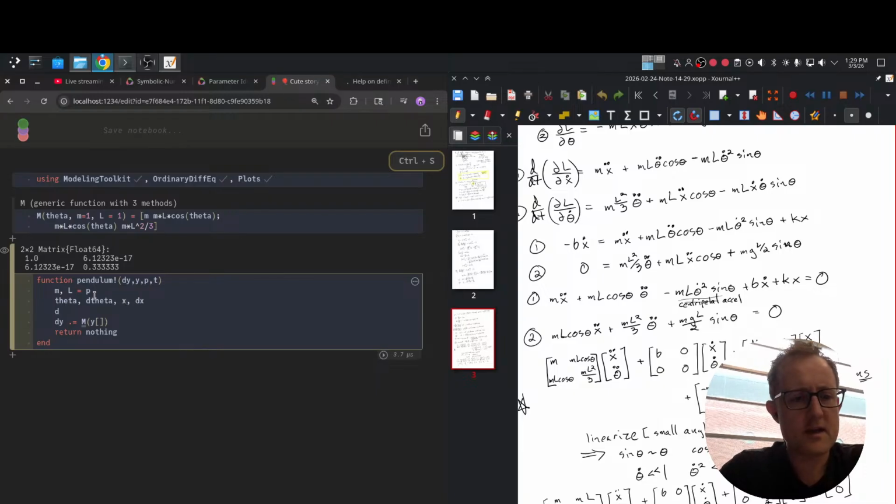Actually, I kind of like to keep these together, like theta, x, so then I can have y is my state variable derivative, so theta, x, d theta, dx. M of theta slash right hand side, and this is going to be 2 through 3 to 4, pretty sure.